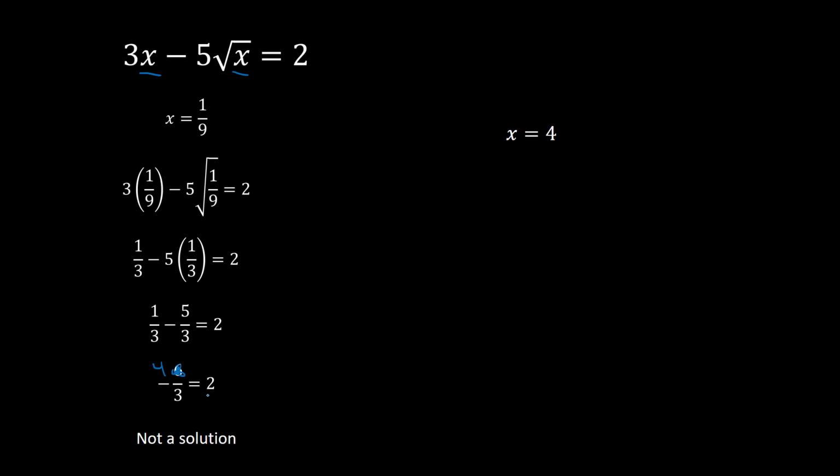But if we were to check the 4, we have 3 times 4 minus 5 times the square root of 4. We'd have 12 minus 5 times 2, and 12 minus 10 would equal 2. So 2 equals 2. This would be a solution. So in this case in particular, there's only one solution, even though the work showed that it appears to have 2, but there's only one in fact.